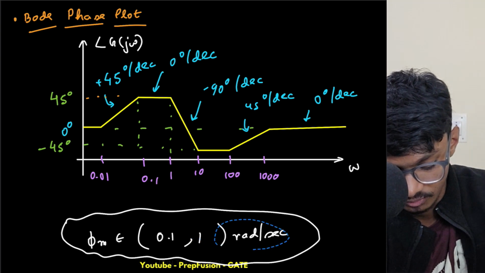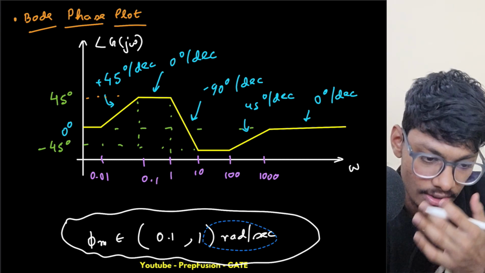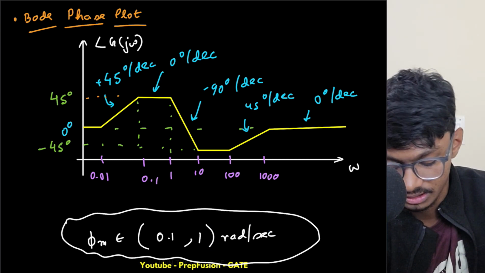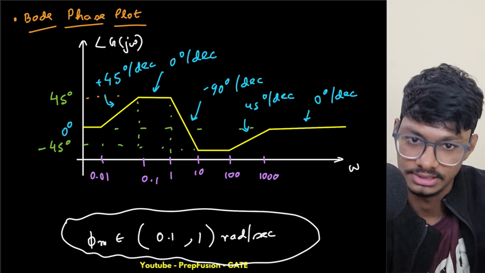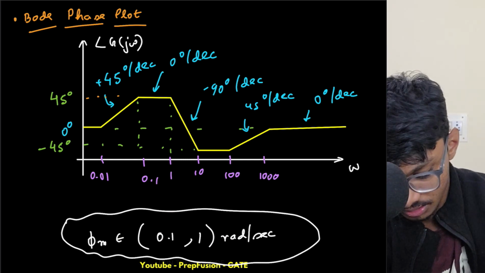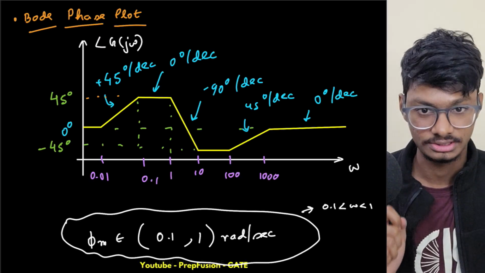So if this question comes up in GATE, with the options you will be able to eliminate. So this will be the answer to this question: omega should lie between 0.1 and 1. So yeah, now let's go to the next question.